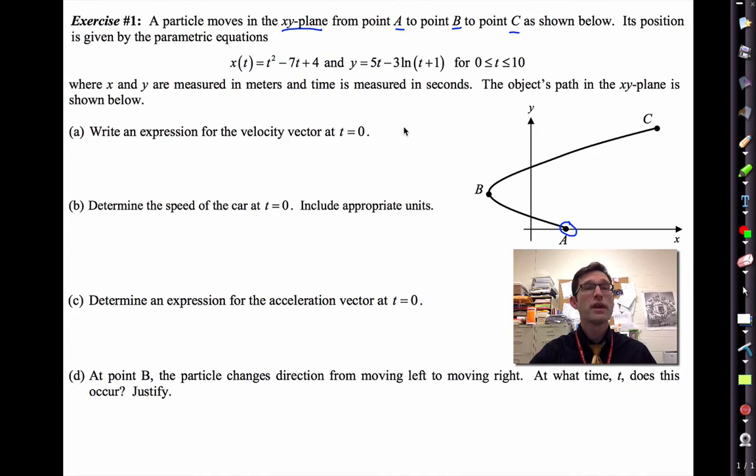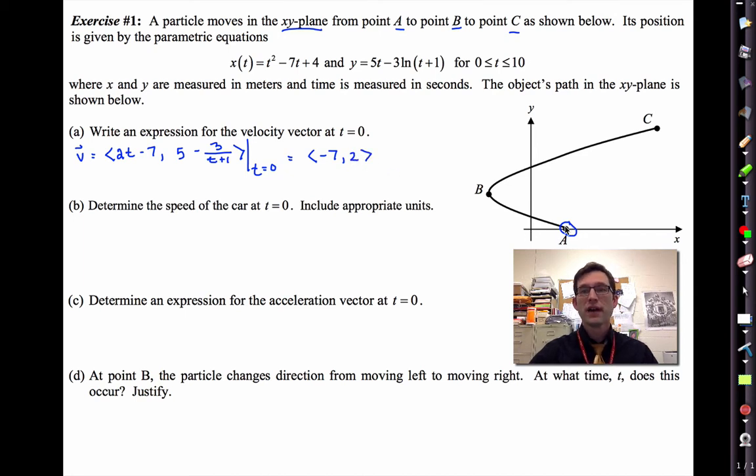Letter A asks us to write an expression for the velocity vector at t equals 0. Well, we know in one-dimensional motion that the velocity is the derivative of position. That's going to be exactly the case here too, except now the velocity vector is going to be the derivative of the position vector, which is 2t minus 7 and 5 minus 3 divided by t plus 1. If we take the derivative of both the x-coordinate and the y-coordinate, and then evaluate it at t equals 0, we'll have our velocity vector, which would be negative 7, 2.